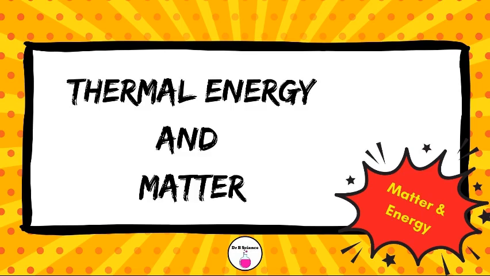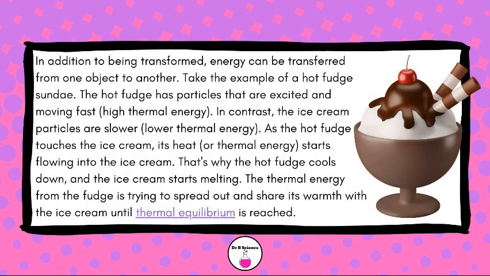Thermal energy and matter. In addition to being transformed, energy can be transferred from one object to another. Take the example of a hot fudge sundae. The hot fudge has particles that are excited and moving fast, high thermal energy. In contrast, the ice cream particles are slower, lower thermal energy.